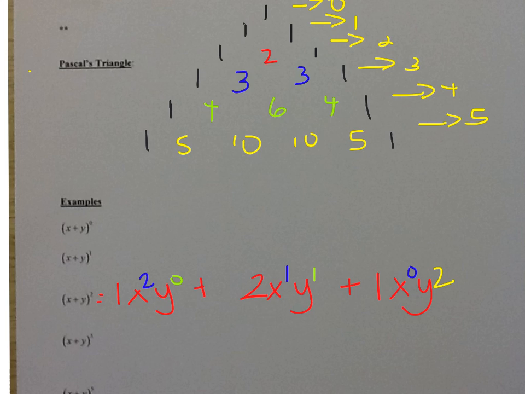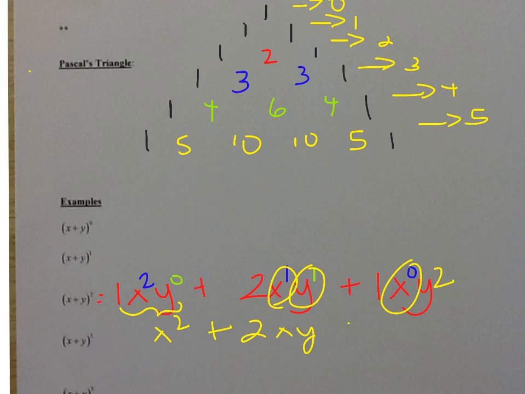So now let's just simplify this. My y to the 0 is 1. So right here, I'm left with just x squared. Plus, x to the 1 is just x. y to the 1 is just y, so I'm left with plus 2xy. This becomes 1, so it's plus y squared. All right, so now we're going to work on x plus y cubed.